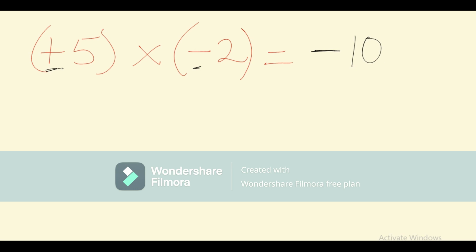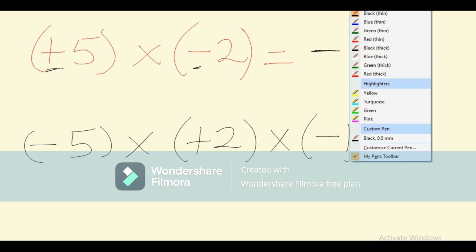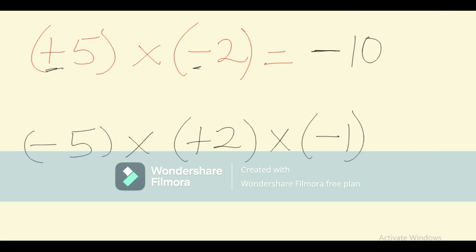Let me give you one more. What if we have something a little bit complex, like negative 5 multiplied by positive 2 multiplied by negative 1. Oh, this seems long, right? But very simple. Just take them bit by bit.